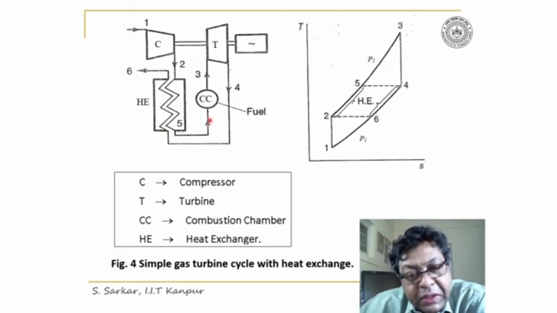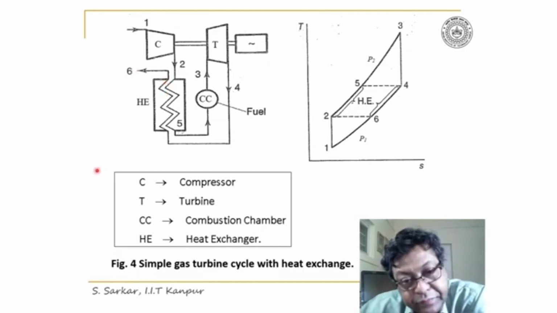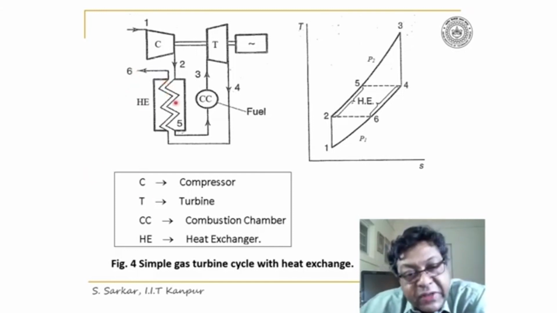Then the combustion occurs in the combustion chamber and the gas is pushed to the turbine. It is expanded, and then the exhaust passes through the heat exchanger. There is an exchange of heat from the exhaust gases to the air flowing to the combustion chamber. Thus, 1, 2, 3, 4, 1.